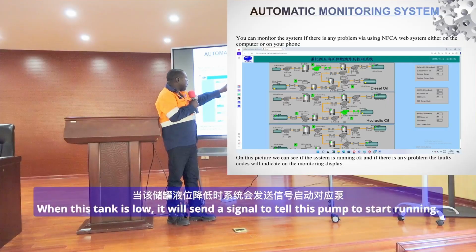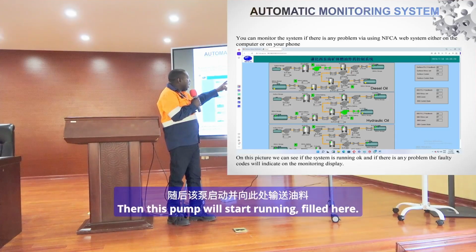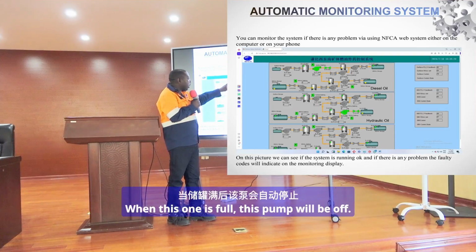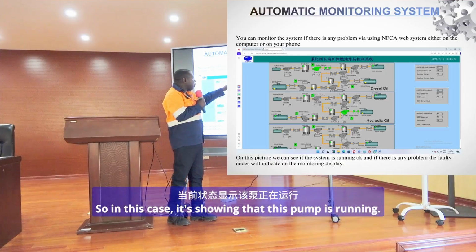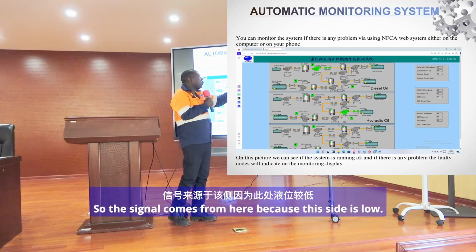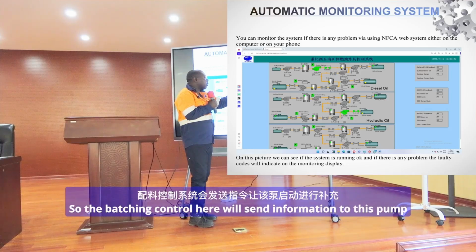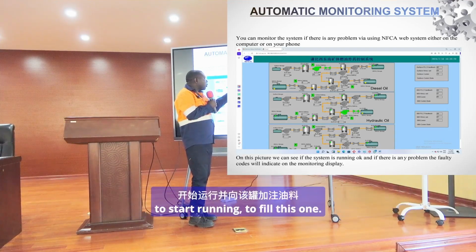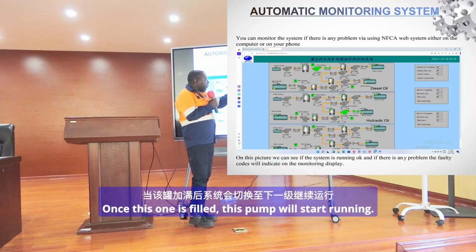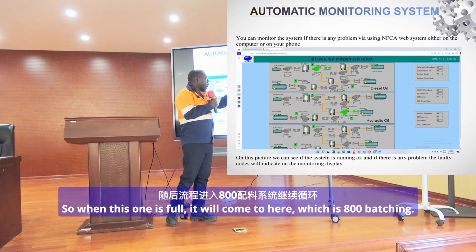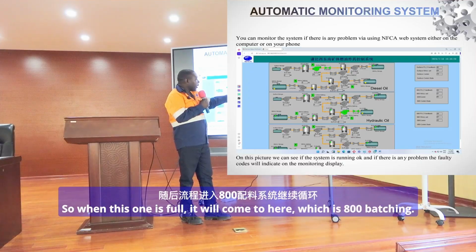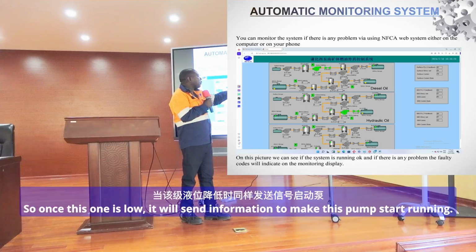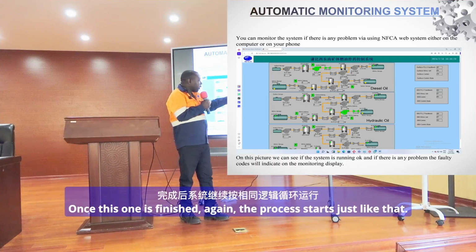So what happens? When this tank is low, it will send a signal to tell this pump to start running, and this pump will fill here. When this one is full, this pump will be off. In this case, it's showing that this pump is running, so the signal comes from here. Because this side is low, the batching control here will send information to this pump to start running to fill this one. When this one is full, it will come to 800 batching. Once this one is low, it will send information to make this pump start running. Once this one is finished, the process starts again just like that.